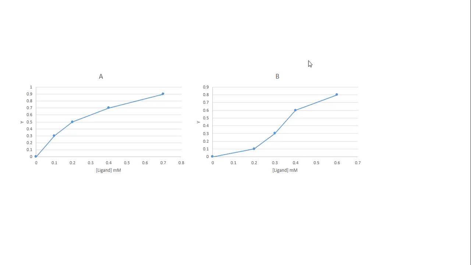Why does it make an S? The reason it makes an S is that the hardest oxygen to bind is the first oxygen, so it takes more ligand for it to bind. Once the first ligand binds, it's easier. That's why this curve goes up faster here. And then when you're out here, you're completely bound, so you can't bind any more ligand, so it flattens off. That's why it's sigmoidal.